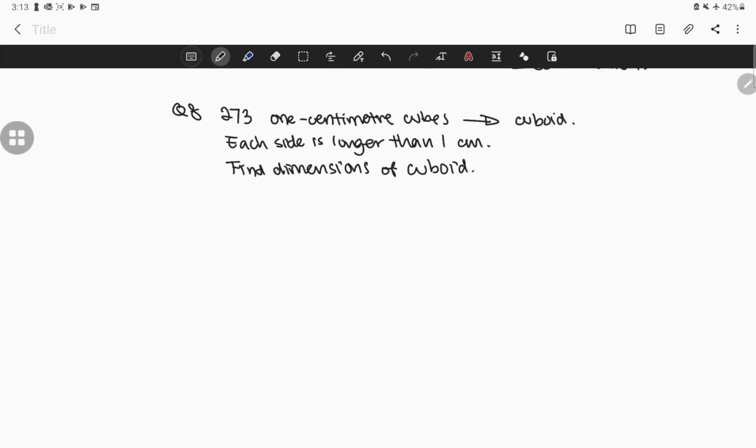Question 8. In question 8, you are given 273 1 centimeter cubes, and you're supposed to make a cuboid with it. And each side of the cuboid is longer than 1 centimeter. Next, you're supposed to find the dimensions of the cuboid. So first, let's use prime factorization. So our first step would be to prime factorize 273. 273 can be divided by 3, that would give us 91. And 91 is divisible by 7, which would give us 13. 13, we can divide it by 13 as well. 13 is a prime number, to give us 1. Therefore, 273 is equal to 3 multiplied by 7 multiplied by 13.